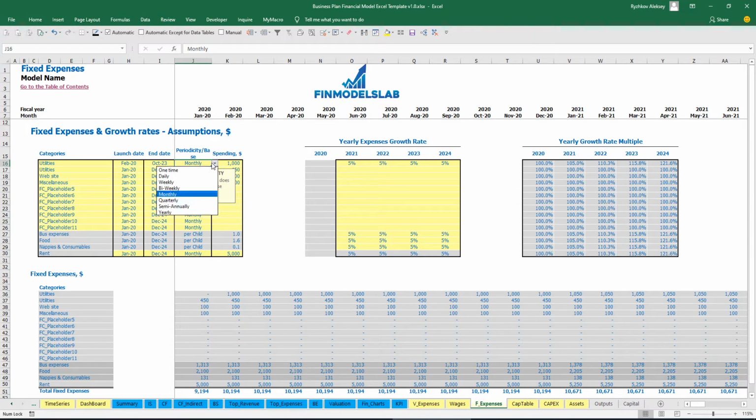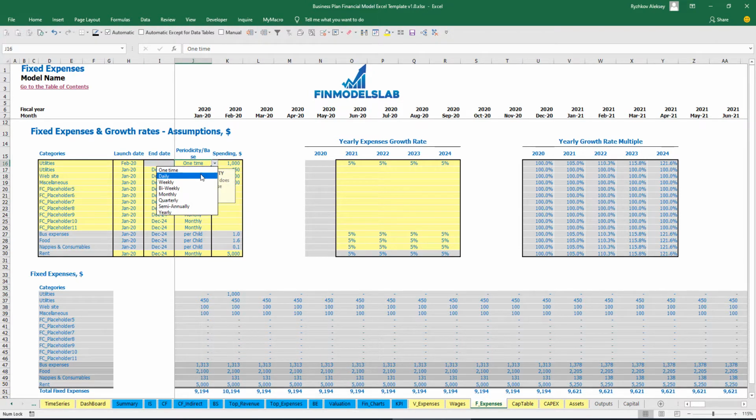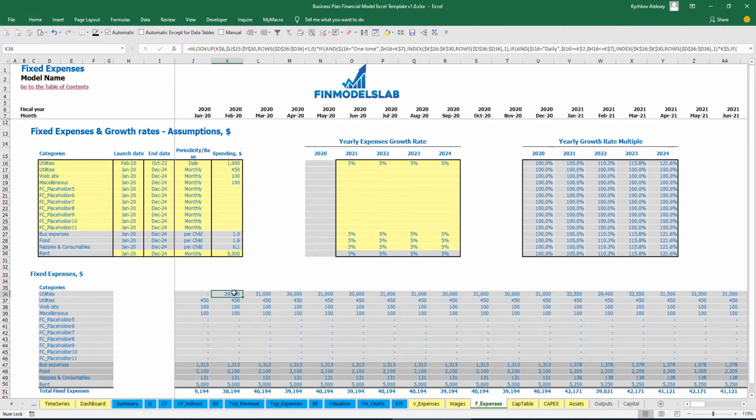In terms of periodicity, you're able to set up different periodicities. If you select one time, you will see just one payment, February 20. Obviously, you don't need an end date in this case. If daily, it will calculate based on the count of days in this period. For example, in February 20 you have 29 days and you have 29 thousandths. In March you have 31 days, 31 thousandths, etc.